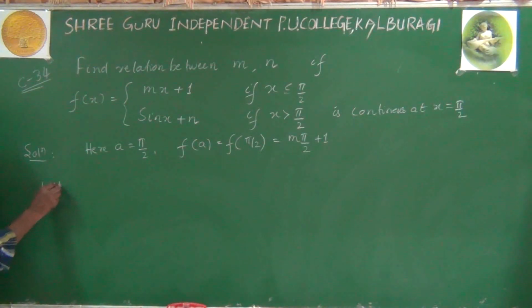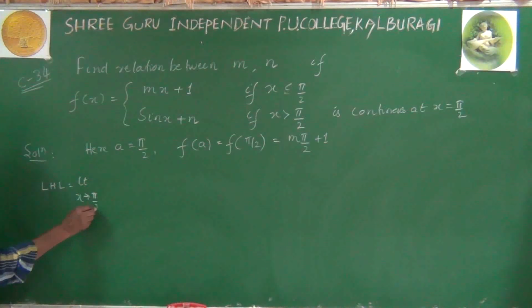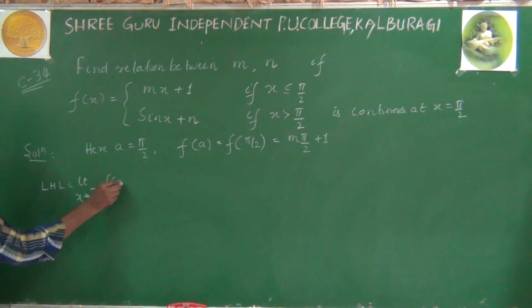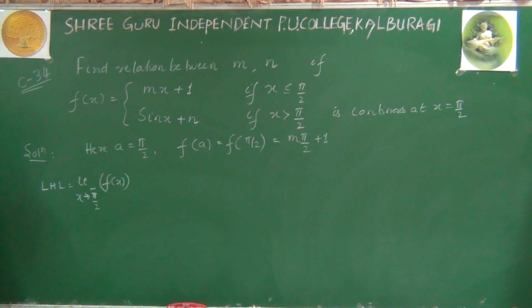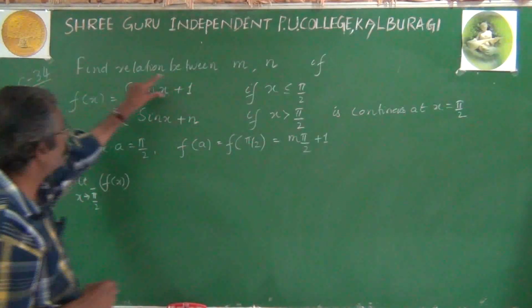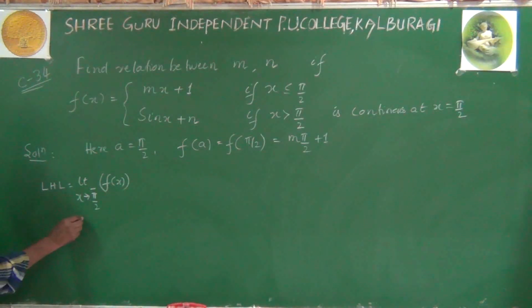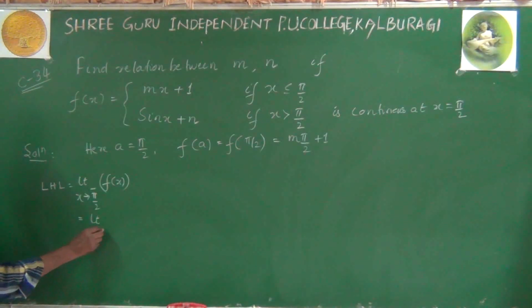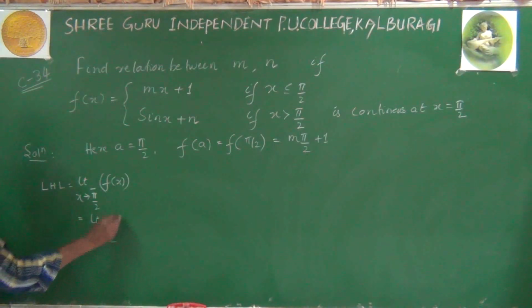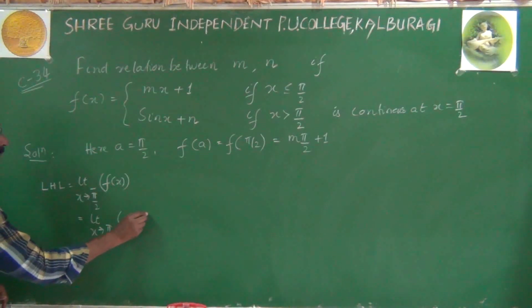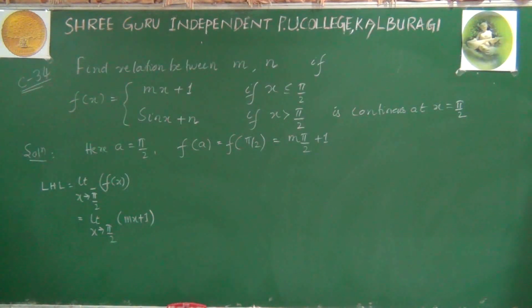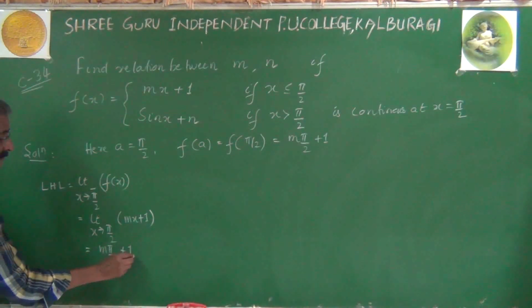Now the left hand limit, that is the limit as x extends to pi by 2 minus of f of x. What is the meaning of pi by 2 minus? It means x is less than pi by 2. Whenever x is less than pi by 2, the function is mx plus 1. That is the limit as x extends to pi by 2 of mx plus 1. Now replace x by pi by 2. Hence it becomes m pi by 2 plus 1. This is LHL.